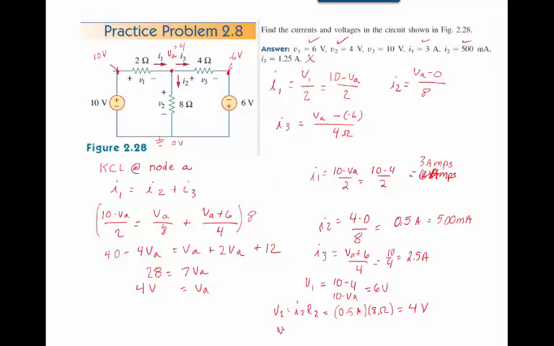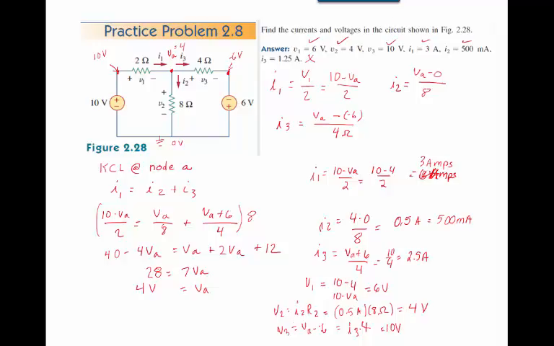Voltage 3 is VA minus 6. But you could also do, what else could you do? You could do VA minus 6. That would give you voltage at 3. You could also say it's I3 times 4 ohms, and you should get the same answer, right? Either one's okay. Let's check. VA minus 6 is 10 volts.